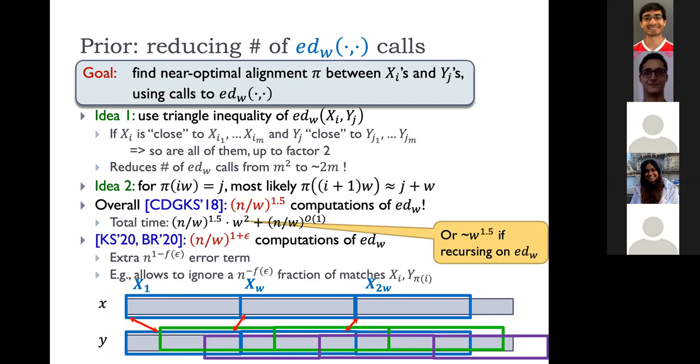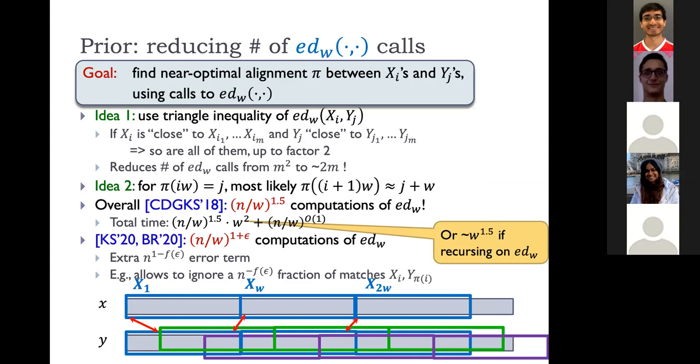Now, the more recent papers show that you can reduce the number of these calls to something like n by w to 1.5, sorry, to 1 plus epsilon, right? So this is much more promising in terms of getting to near linear time. And this is why we do get near linear time.